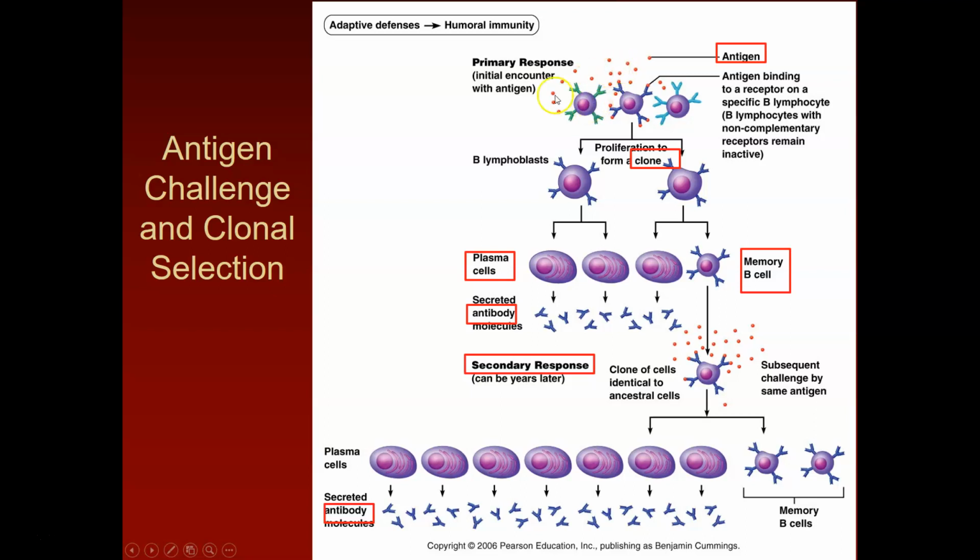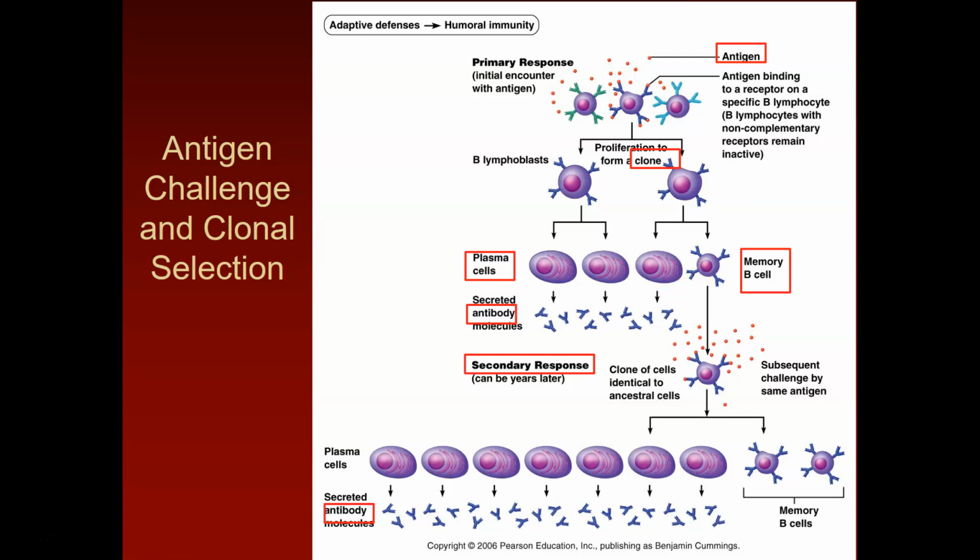So the antigen challenged all three of these cells, but only this cell in the middle actually accepted the challenge and then did the clonal selection proliferation thing and started to make the clone army. Divided by mitosis to make 2 cells, the 2 cells divided to make 4 cells, 4 made 8, and so on, and we keep dividing to make our clone army.